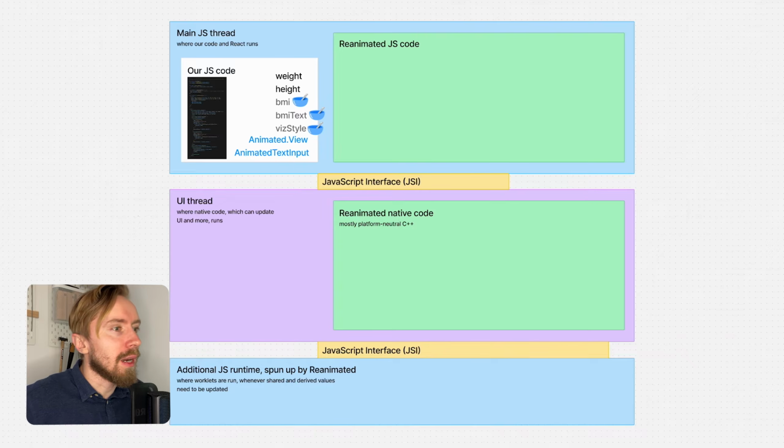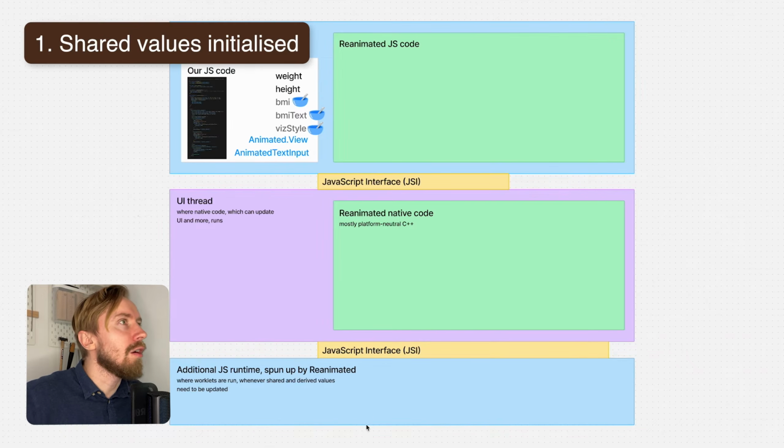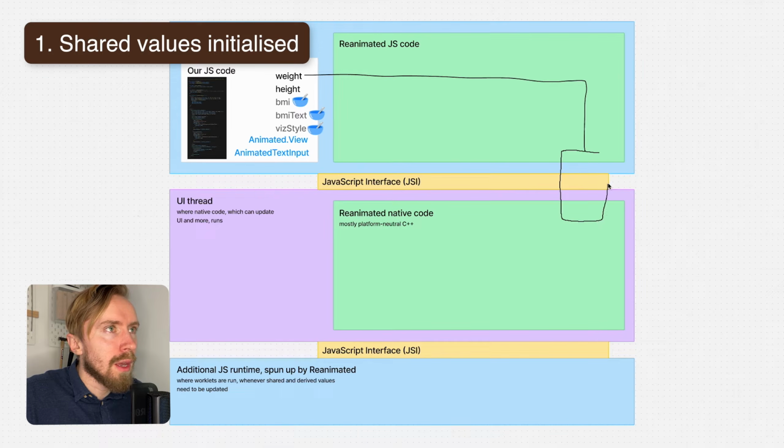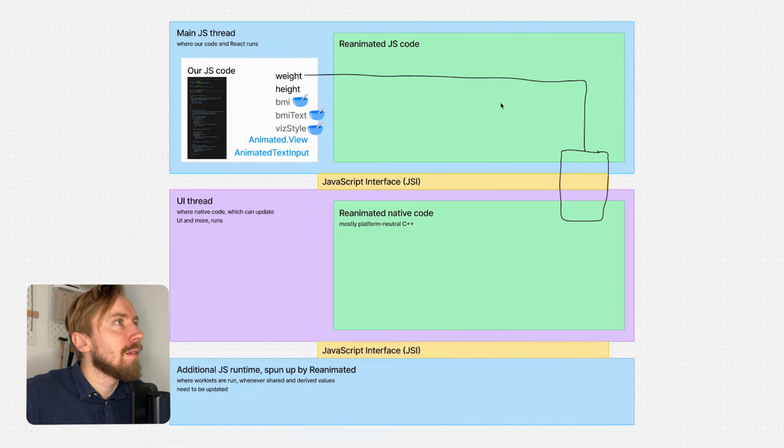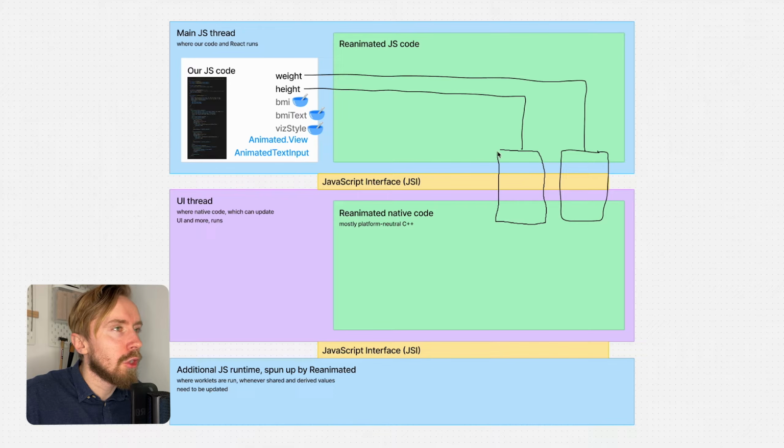The very first thing that happens is the initialization of our shared values. So let's start by doing that. I'm going to draw them clumsily, traversing the JSI to indicate that they are shared, cheaply accessible across both the main JS thread and the UI thread, and in fact across the additional JS runtime, by the way.